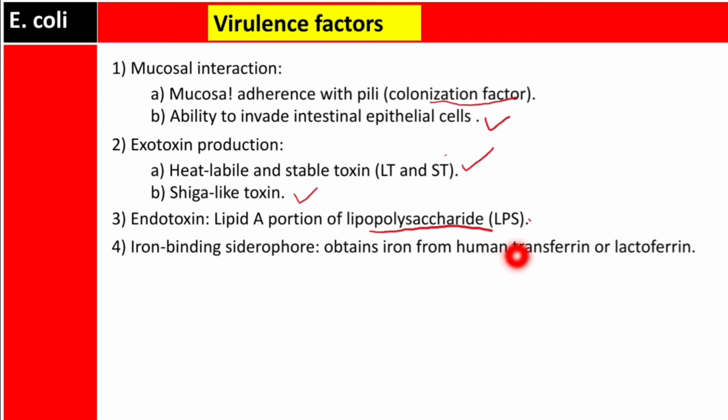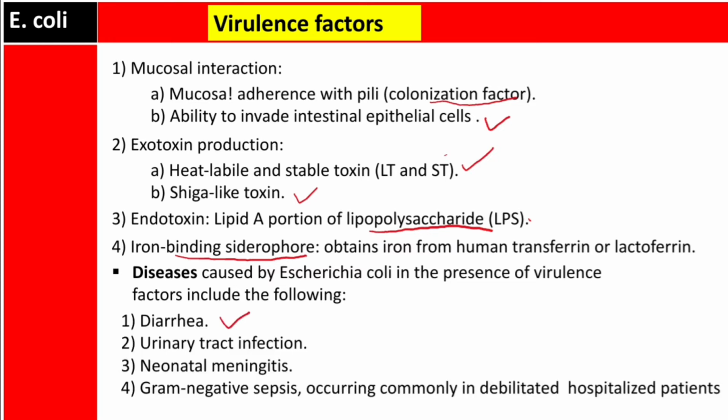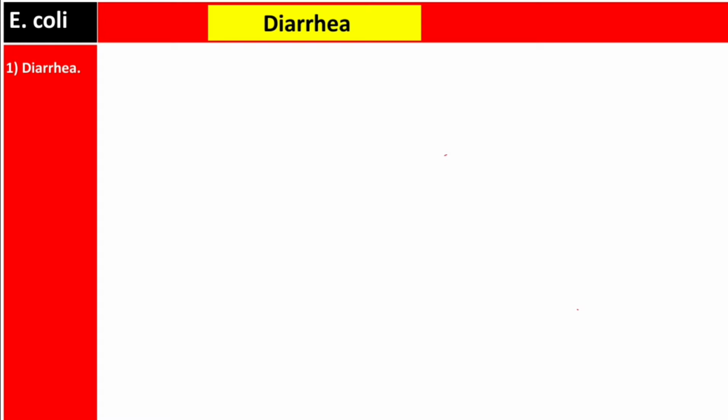This siderophore from the bacteria will take iron from the proteins carrying iron. Okay, so the diseases caused by E. coli in the presence of virulence factors include the following: diarrhea, urinary tract infection, neonatal meningitis, and gram-negative sepsis. This mainly occurs in debilitated, hospitalized patients. So let's discuss these diseases one by one, starting with the diarrhea.